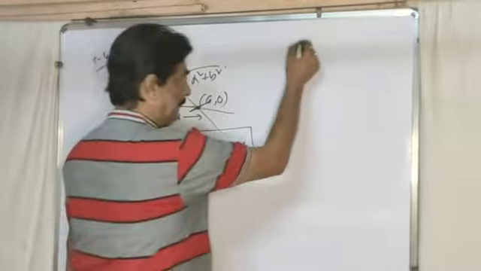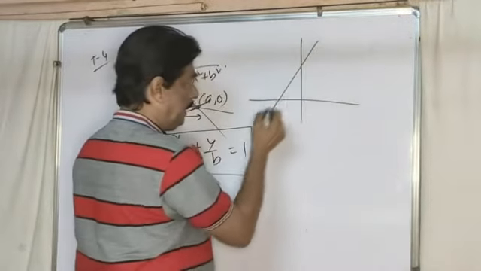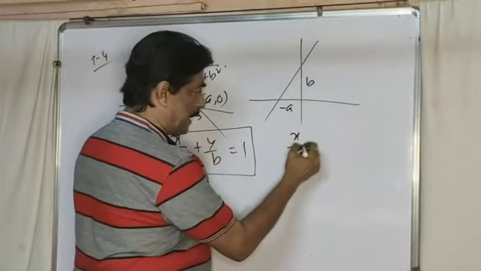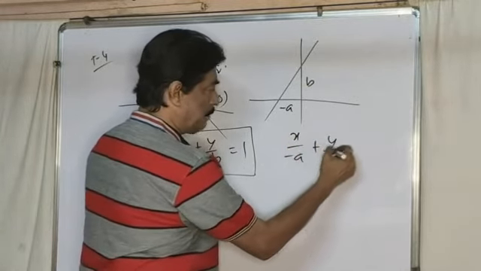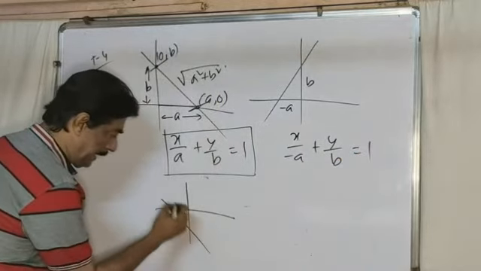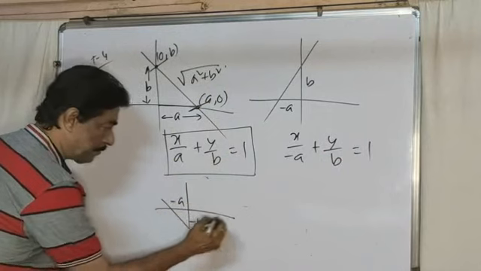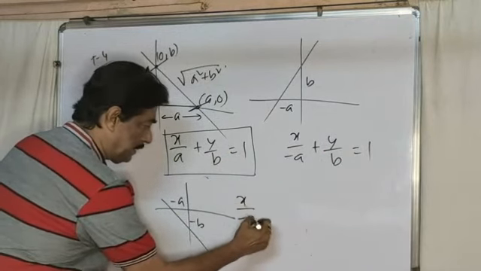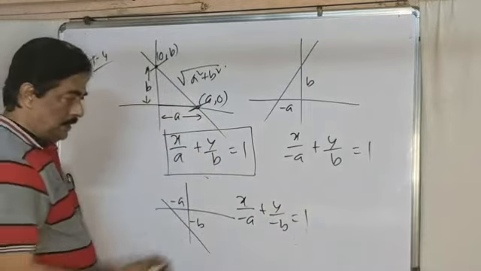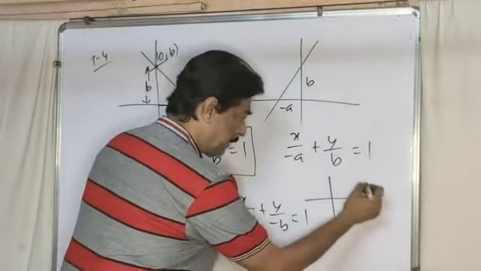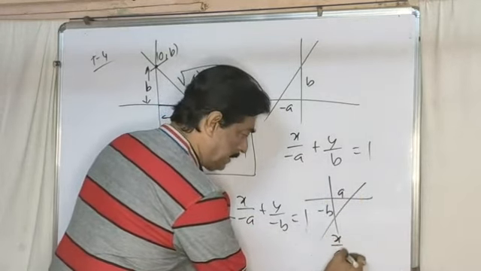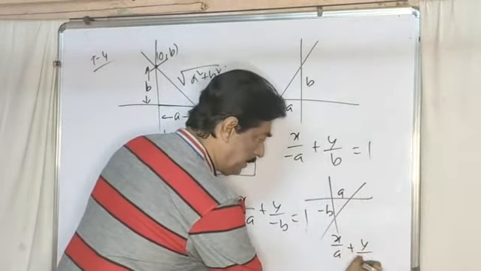If I say this line, where a is negative and b is positive, your answer will be x by minus a plus y by b equals 1. If I say this line, where a is negative and b is also negative, then x by minus a plus y by minus b equals 1. Now put the values. If this line has a positive and b negative, then x by a plus y by minus b equals 1.